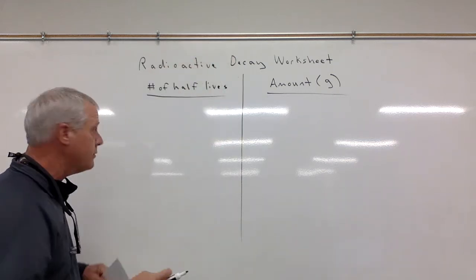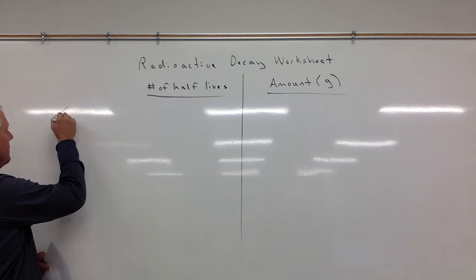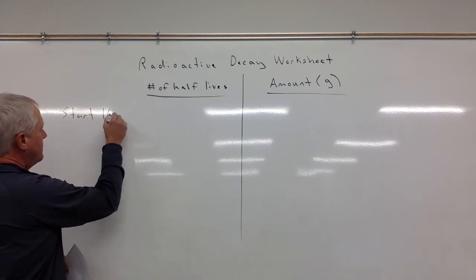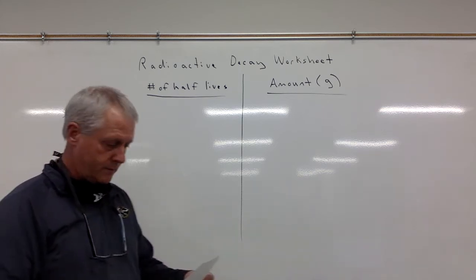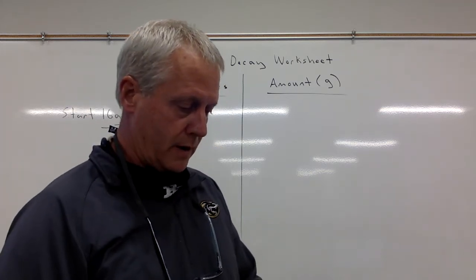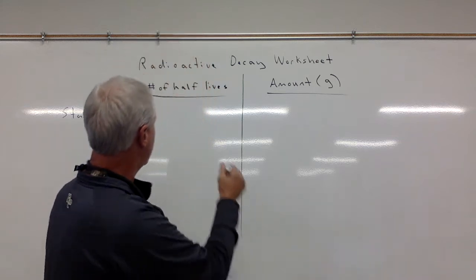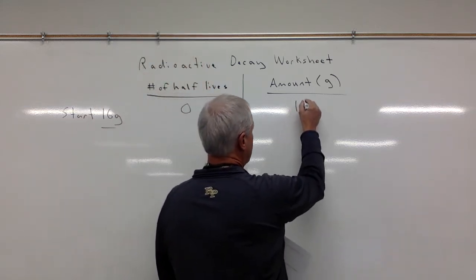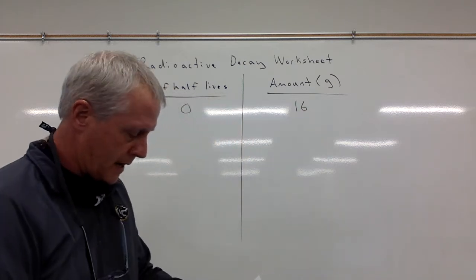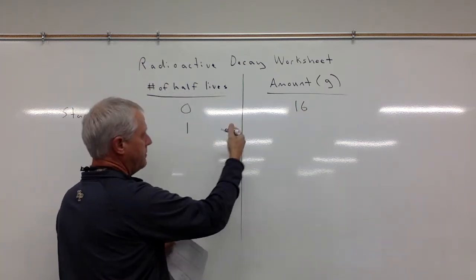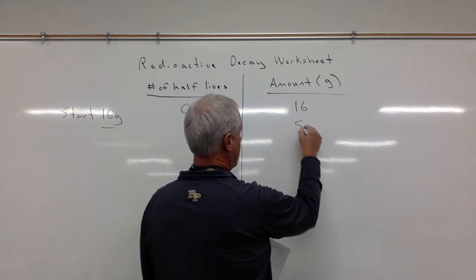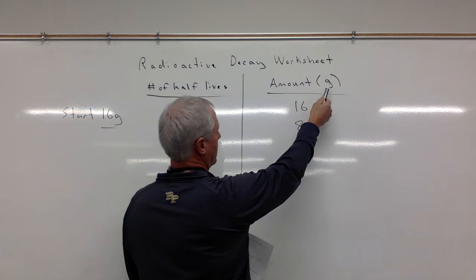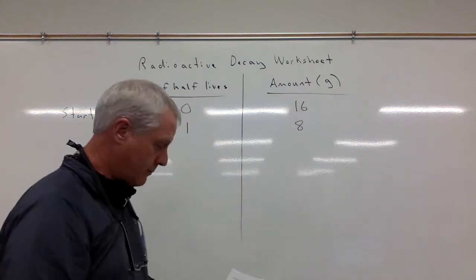So 16 grams is what we start with. Okay. And that's our starting amount. And so how you would set this up is you basically just say at 0, which is now, we have 16 grams. Okay, and after 1 half-life, there would be half of the 16, which would be 8 grams. Notice that on this side of the column, I have amount, and G is representing grams.